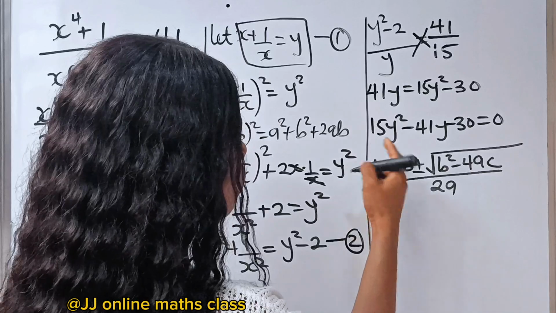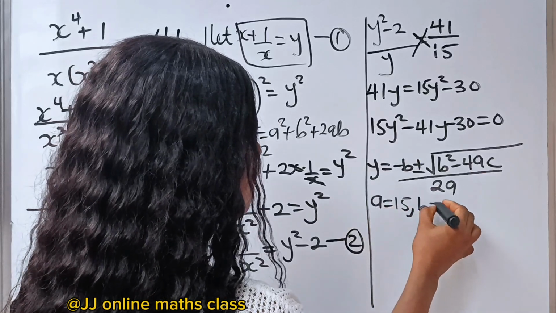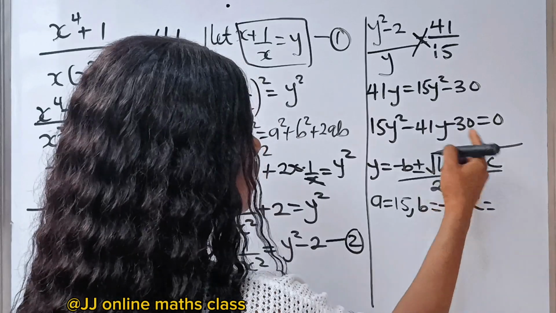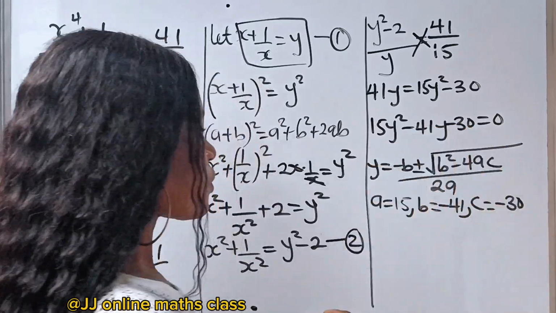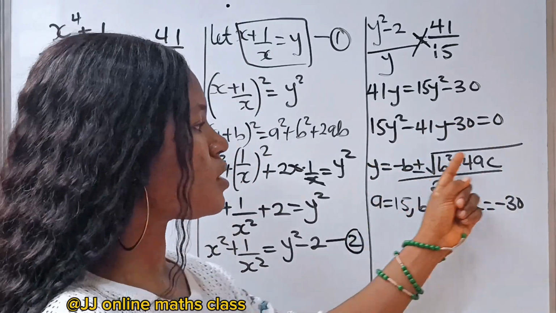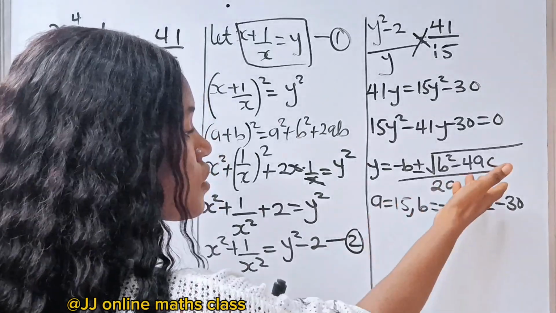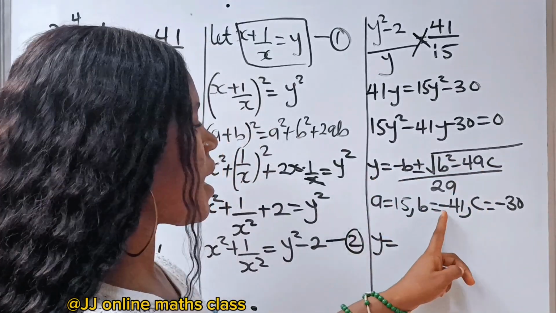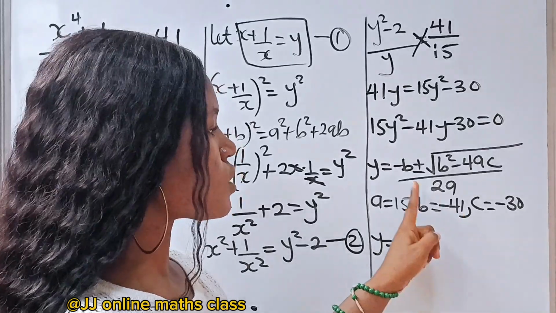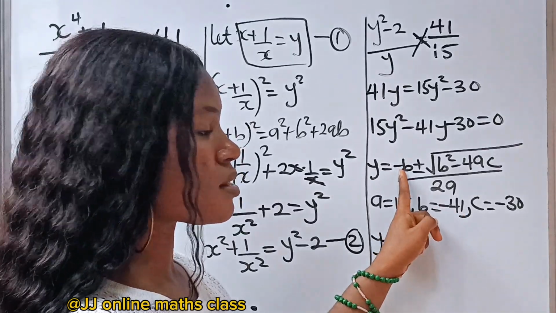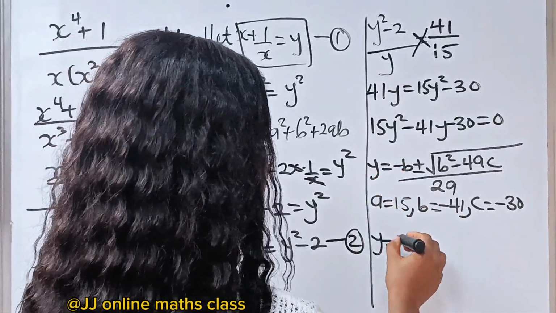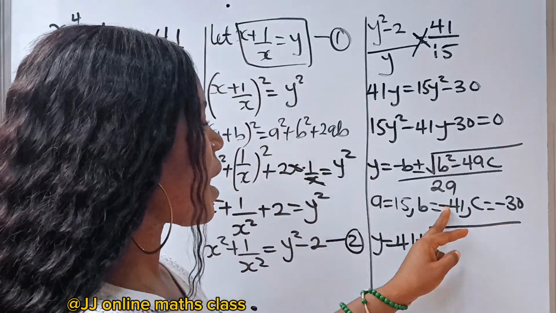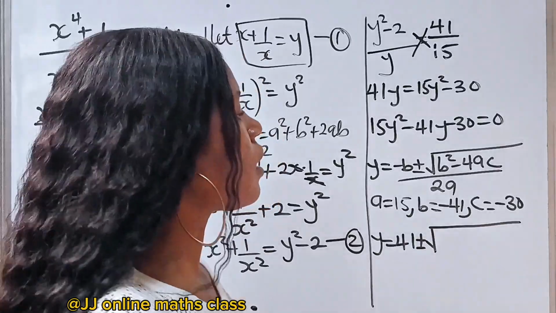Our a is equal to 15, our b is equal to minus 41, and our c is equal to minus 13. So let's substitute this into the formula. We have that y is equal to, our b has a negative sign already, so minus 41, multiplied by this minus becomes 41, plus or minus the square root of minus 41 squared will give us, but let's solve that.